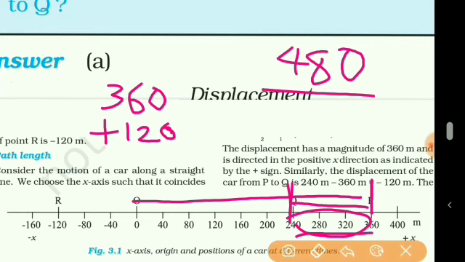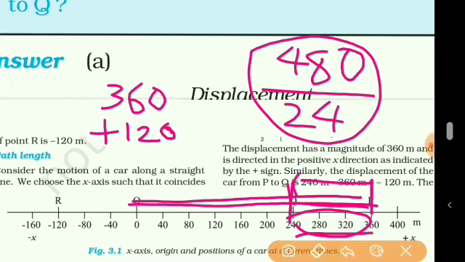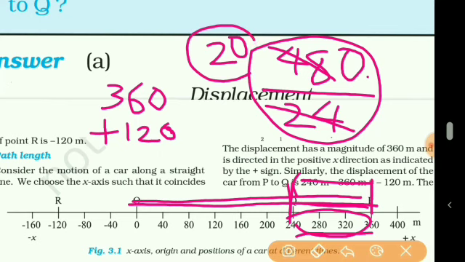So what is the entire path length? It is 480, and the time is once again from O to P it was 18, from P to Q it was 6 seconds. So 18 plus 6, it is 24. Now if you divide this, the result will be 20, because 24 twos are 48 and this 0, so 20. So path length upon time gives you average speed, and it is always positive.